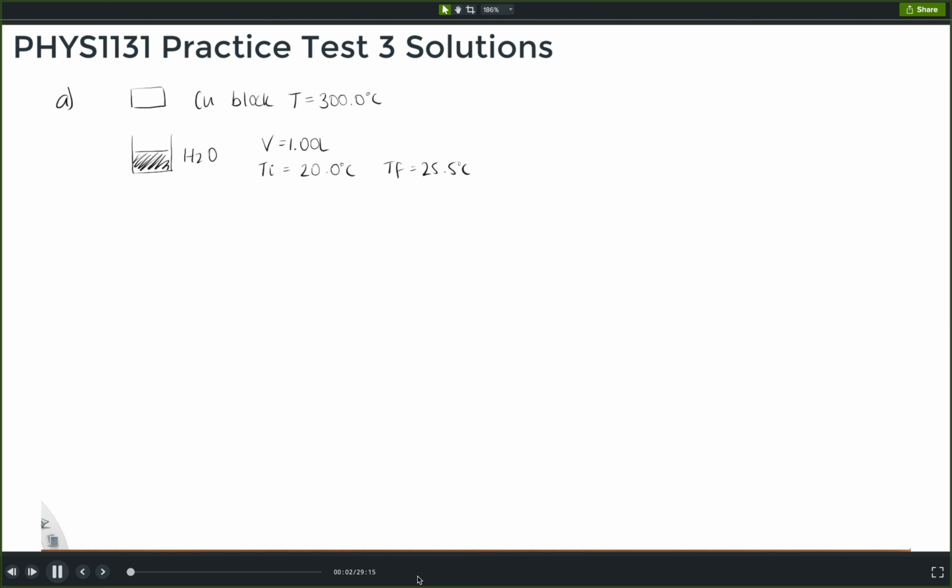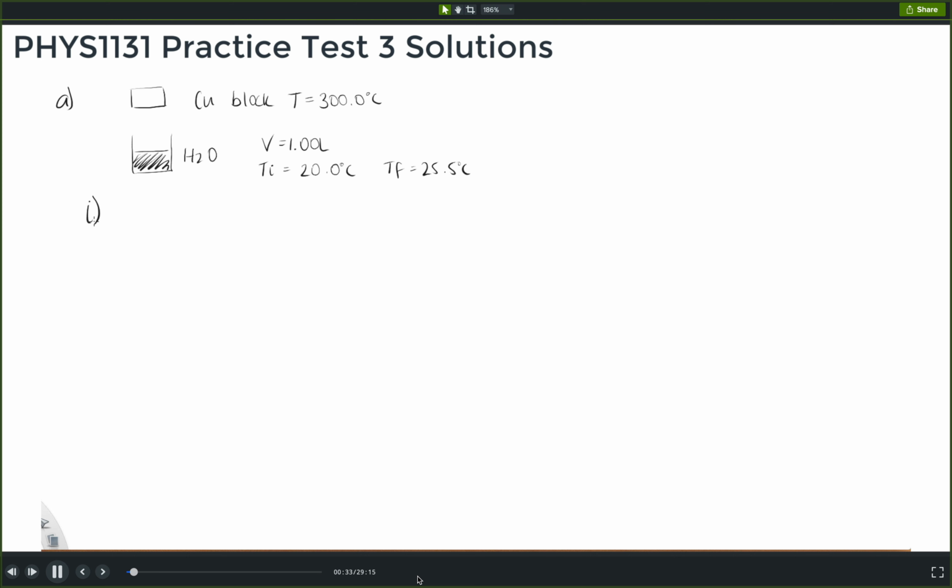This is practice test 3. We're looking at the first question, part A. A copper block is removed from a 300-degree oven, which I've drawn here, and we drop it into 1 litre of water at 20 degrees Celsius, which I've drawn here. Then the water quickly reaches 25.5 degrees Celsius and then it remains at that temperature, and we can assume that none of the water is converted to steam.